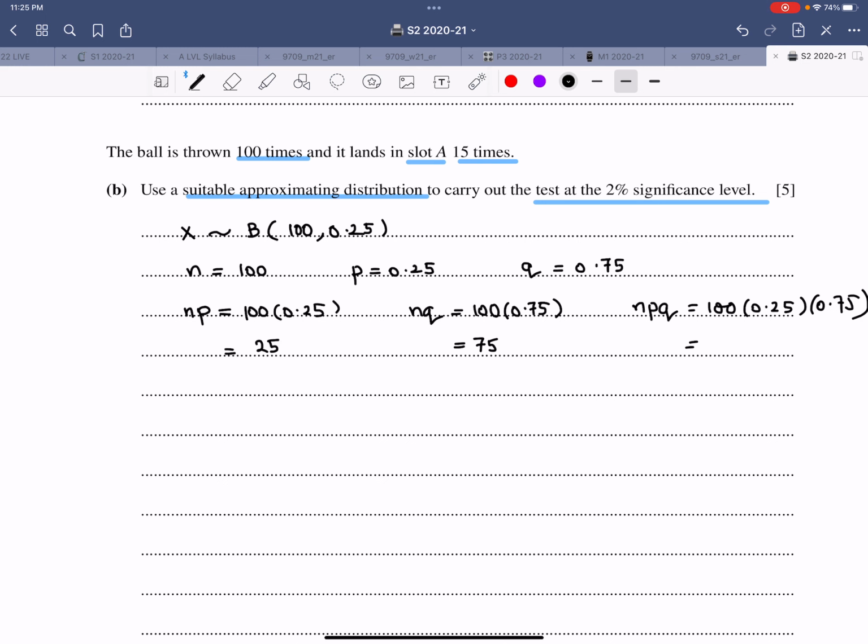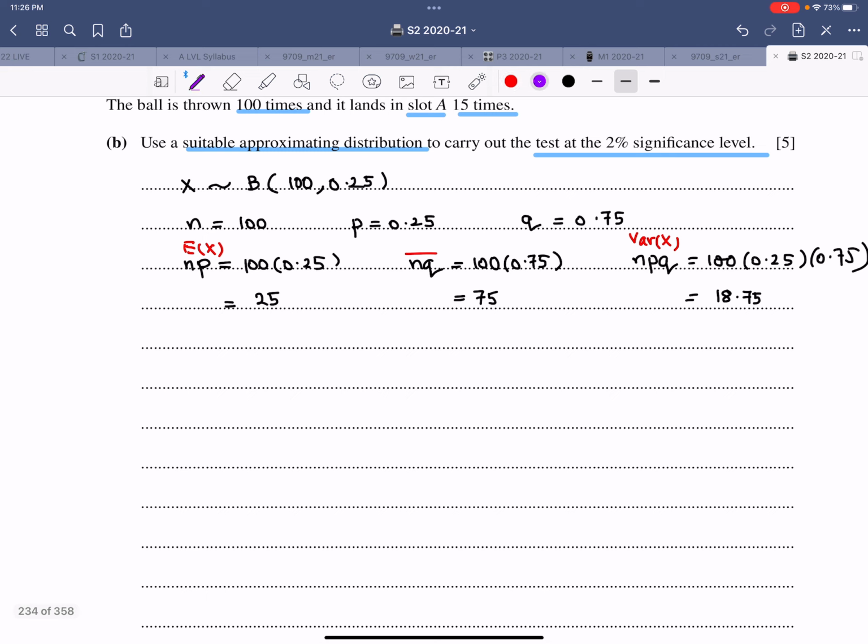Now, first of all, what does each of the value mean? This is expectation of x, and this is variance of x. These are the formulas for binomial distribution's expectation and variance. First, justify. Justification is, since NP is greater than 5 and NQ is greater than 5, therefore X now follows a normal distribution, approximately normal, that is 25, 18.75. That's the first thing.